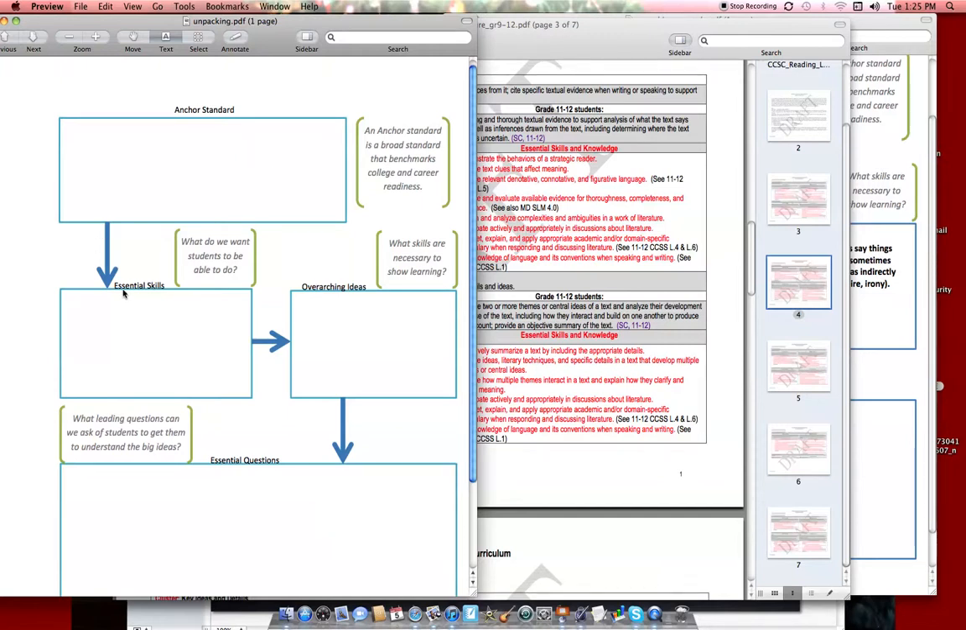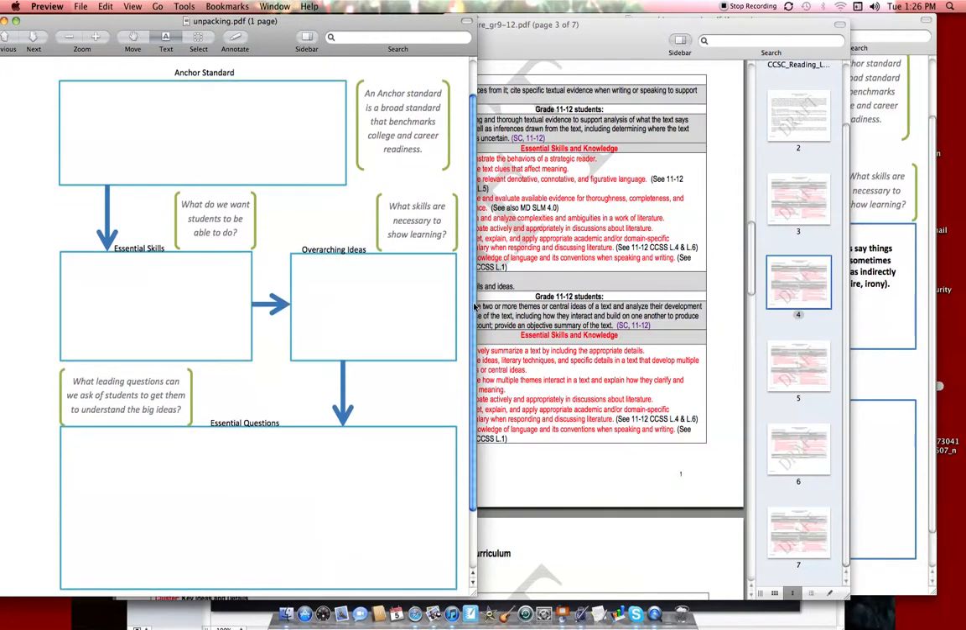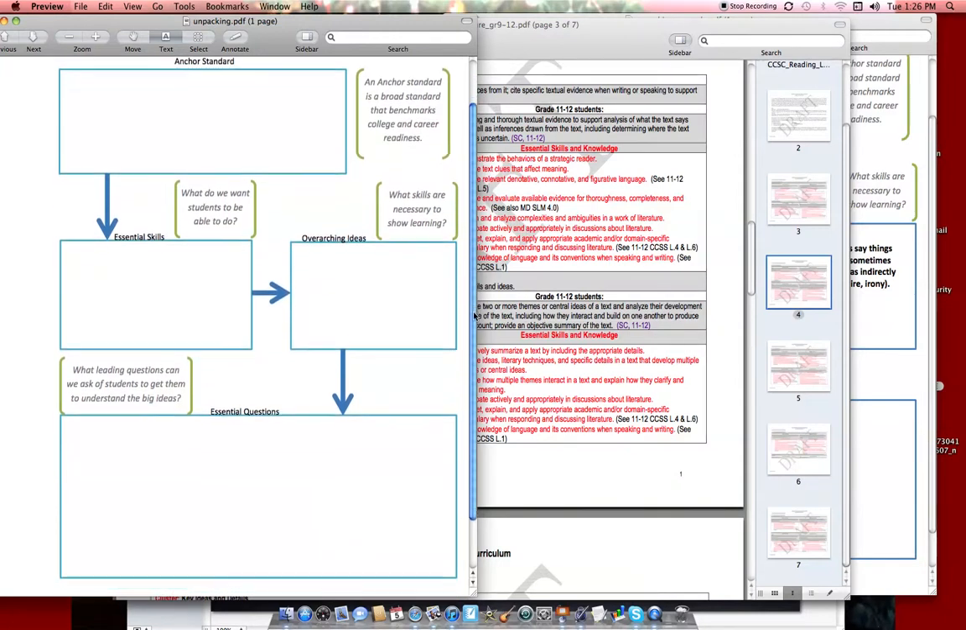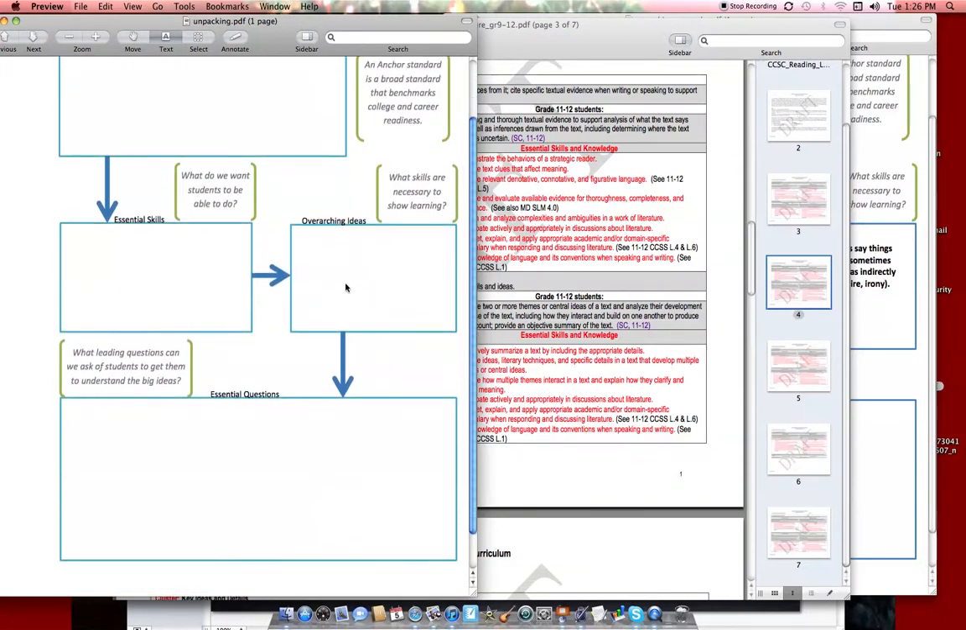And then essential skills. So this is essentially where you're unpacking stuff, very much what we saw with what Maryland did. And I would plug those ideas there. However, to make real understanding of these things and apply it to curriculum development, I have two other categories. We have overarching ideas, which is what skills are necessary to show learning, and then essential questions. And that really is the driving force of some of the things that you want to do when you're developing your curriculum.